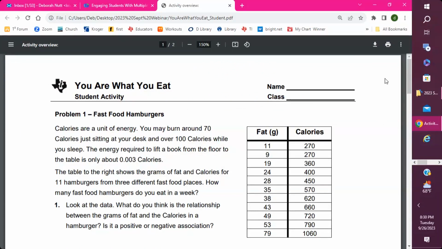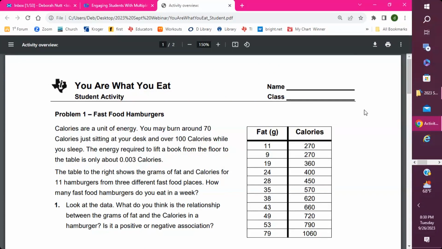I like this activity for several different reasons. The basic concept of this is that it compares the amount of fat in some hamburgers from the local restaurants and the common places compared to the calories that are there.